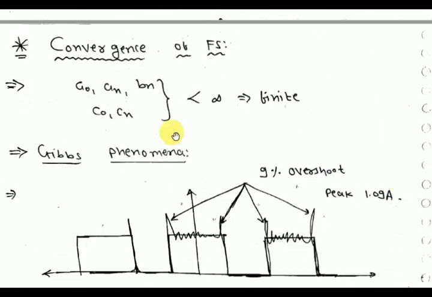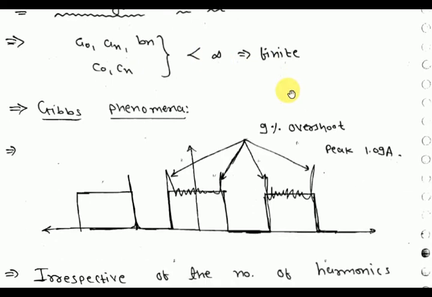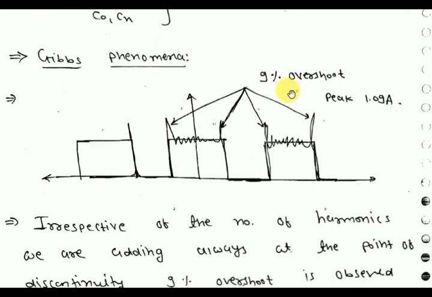Now, convergence of Fourier series. Convergence of Fourier series is possible only when a naught, an, bn, and c naught, all the coefficients, are finite. Okay. Next is Gibbs phenomenon.